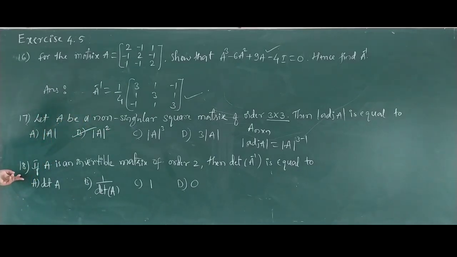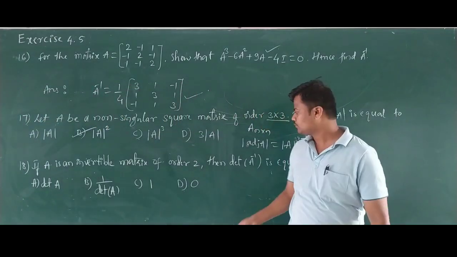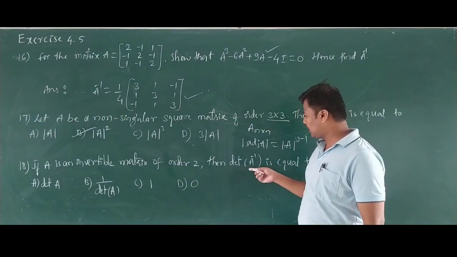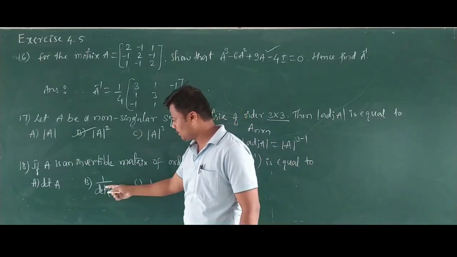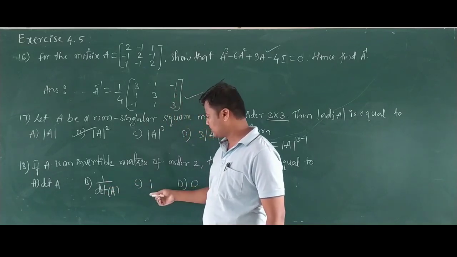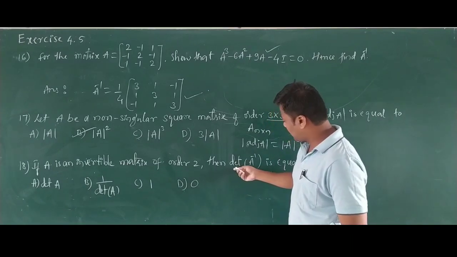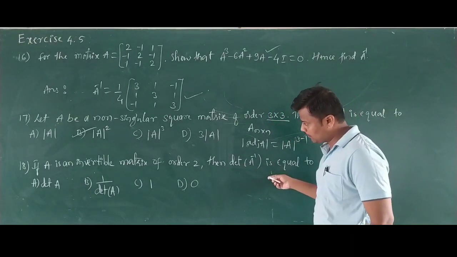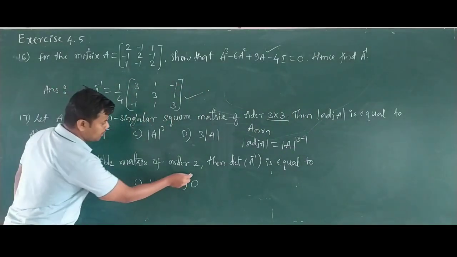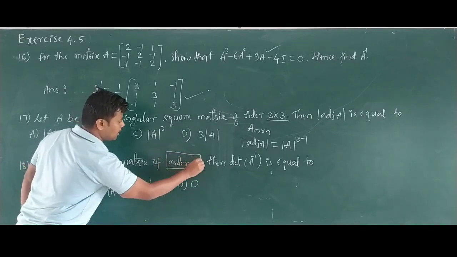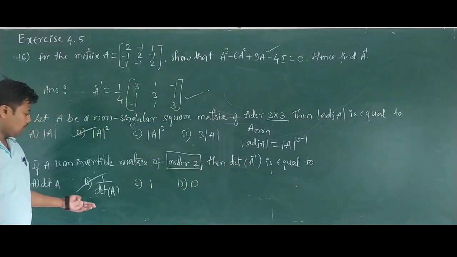Next, the 18th one. If A is an invertible matrix of order 2, then determinant of A inverse is equal to: option A, determinant of A; option B, 1 by determinant of A; option C, 1; option D, 0. Whenever determinant of A inverse is asked, it is always equal to 1 by determinant of A. They give the order here to confuse us, but the order is not important. Whatever the order, determinant of A inverse is always equal to 1 by determinant of A.